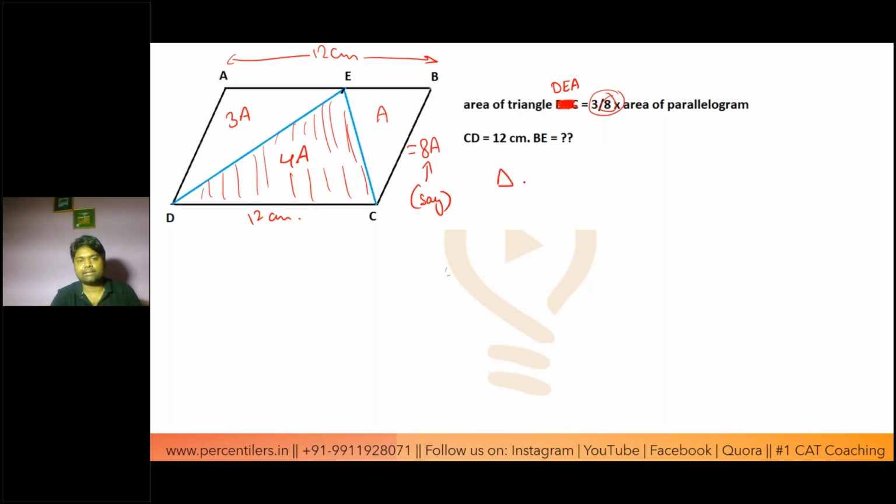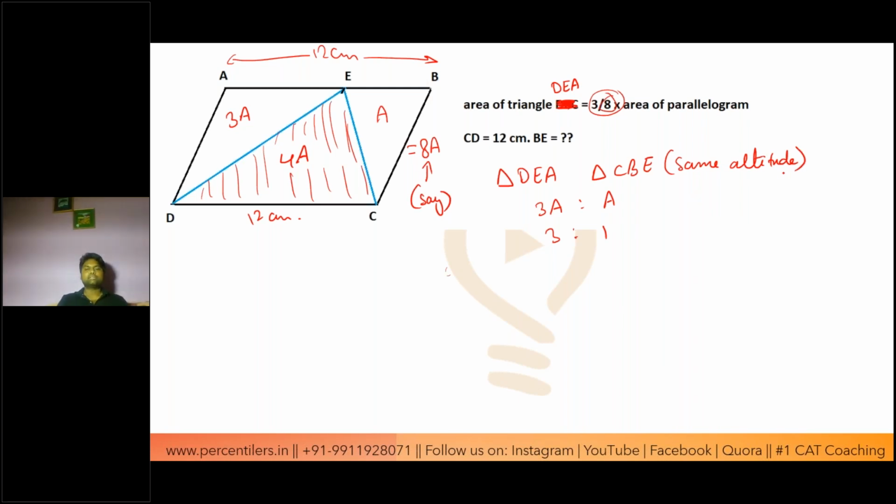Now consider triangle DEA and triangle CBE. These two triangles have areas in the ratio 3:1. Okay, these two triangles have the same altitude. Obviously, brother, these are part of the same parallelogram. The same altitude. Both have the same height. Both the triangles DEA and BEC have the same height.